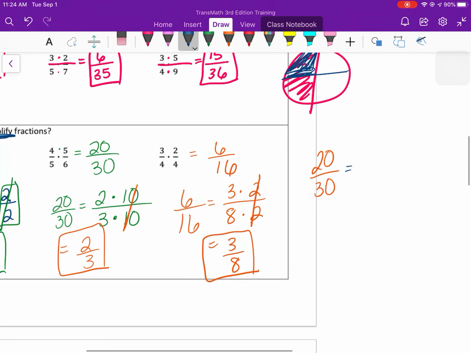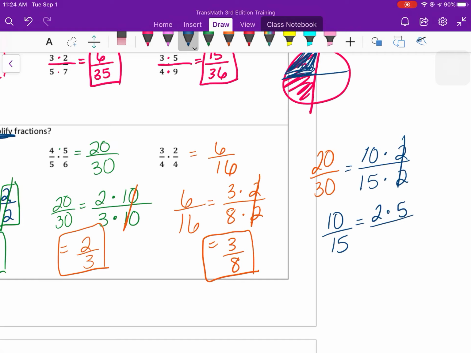So you know that 20 is the same thing as 10 times 2, and 30 is the same thing as 15 times 2. So now it simplifies to 10 over 15. But that can be simplified one more time because 10 and 15 both have a 5 in common. 10 is the same thing as 2 times 5, and 15 is the same thing as 3 times 5.